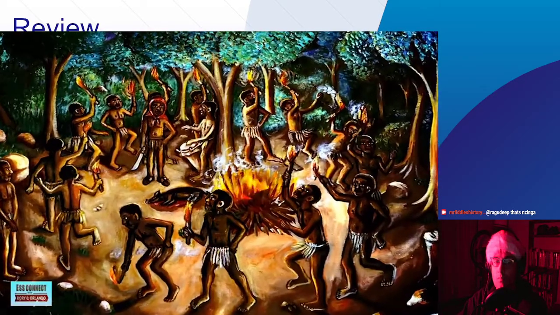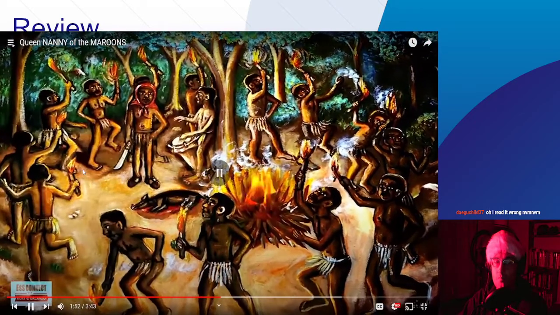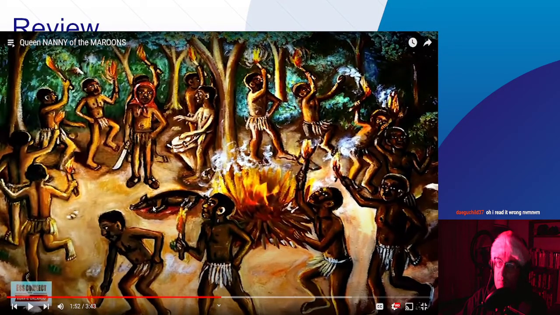By 1640, the Maroons had established settlements in the east of the island. This group consists. That's, by the way, I believe that's a voodoo ceremony being depicted here, but I could be mistaken. I'm pretty sure it's a voodoo ceremony.